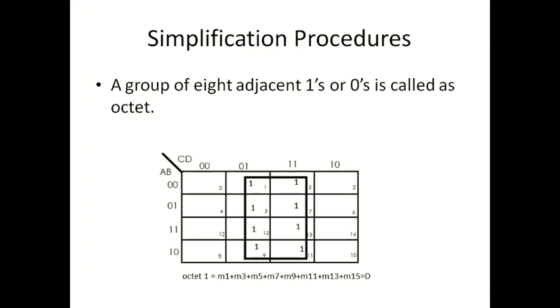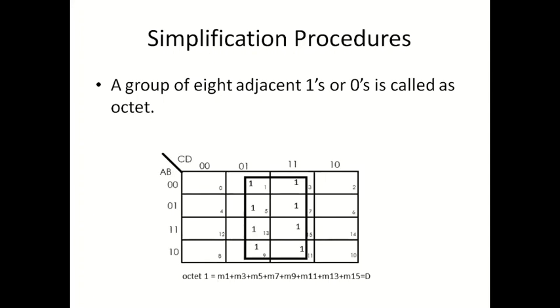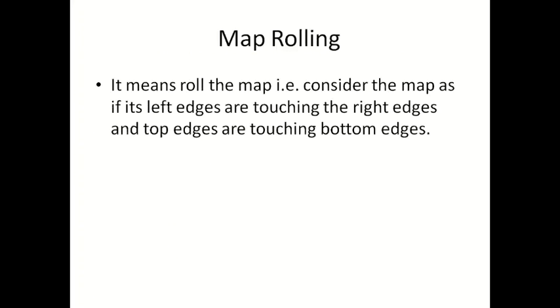Now let's see A. In the first two rows, the value of A is 0, while in the third and the fourth rows, the value of A is 1. So A is also changing its value. So we have to cancel both literals A and B. Now we see the columns. The variable C is changing its value, while the variable D is keeping its value 1. So we have to drop C, and we are left with D. So that's why the expression is equal to D. Now see, what is map rolling?